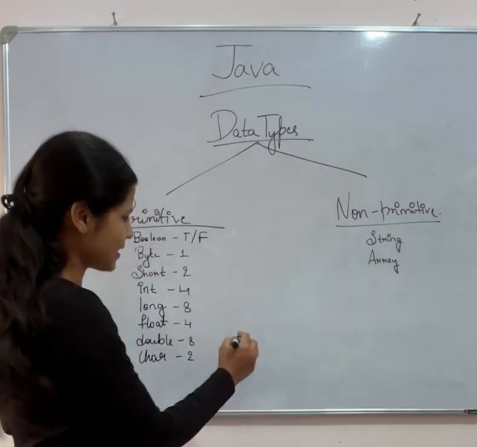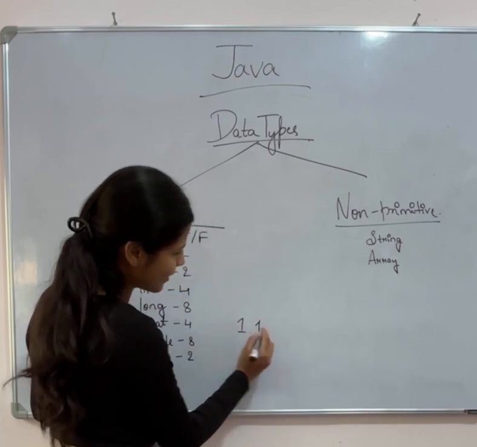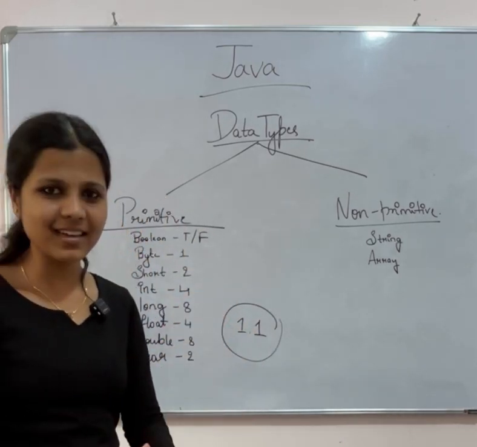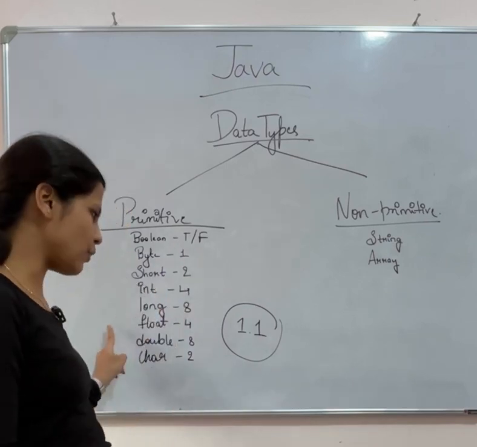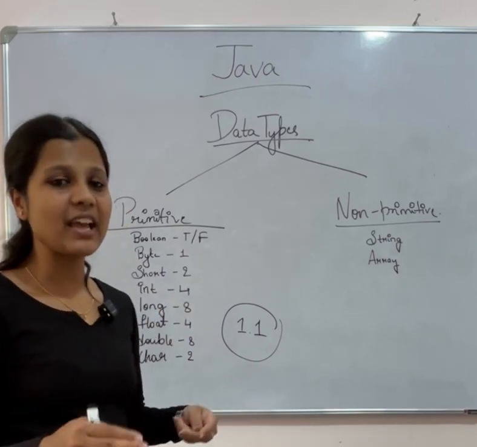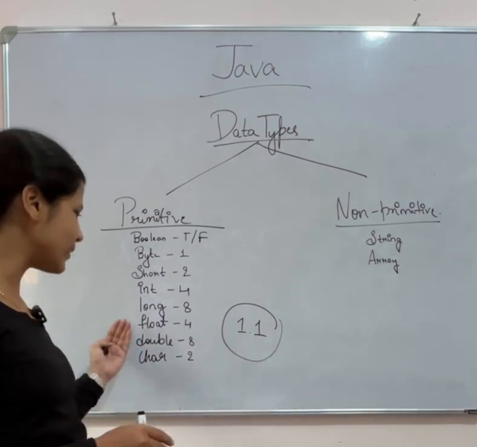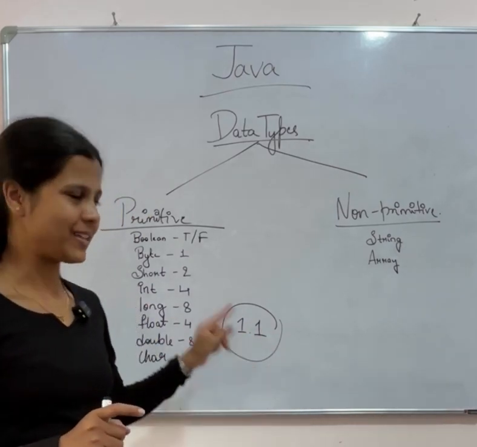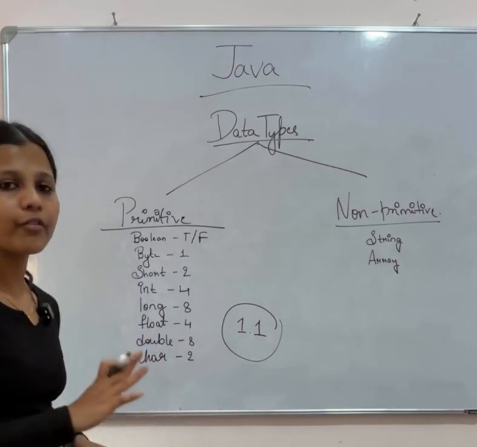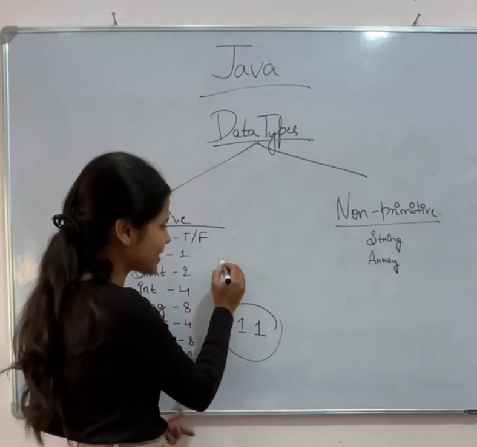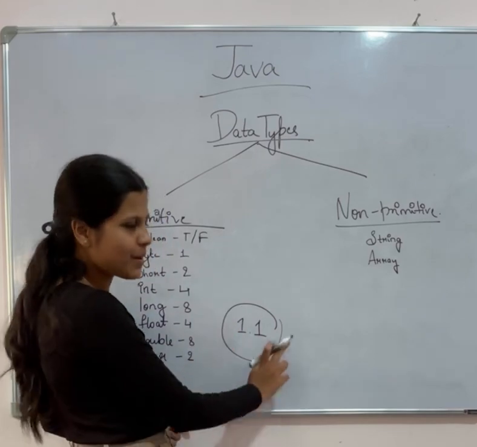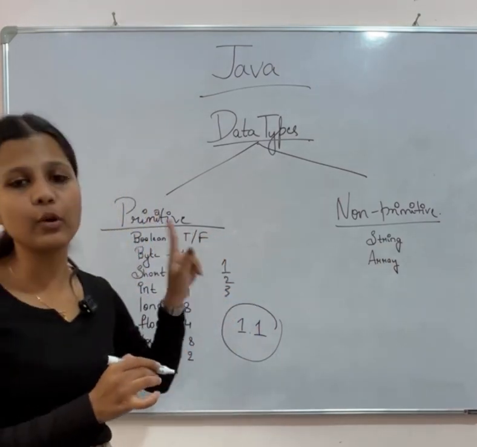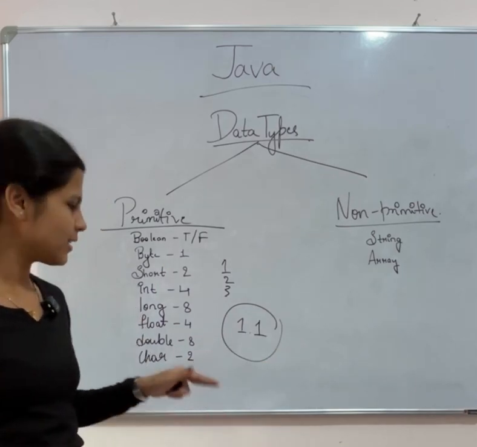Decimal values in the sense like 1.1. If you have any decimal values with a smaller size, you can go with float because it has 4 bytes. If you have a bigger size, you can go with double. Both float and double are for decimal points. Byte, short, int, long are for numeric values, just numbers, not decimal values, like 1, 2, 3. And boolean is for true or false.